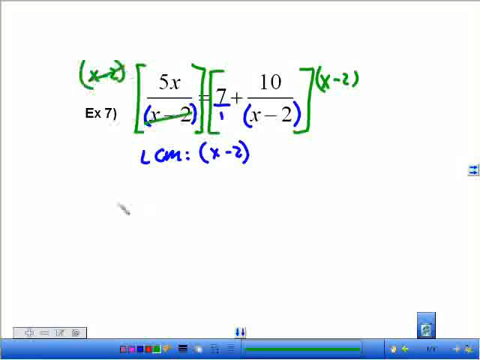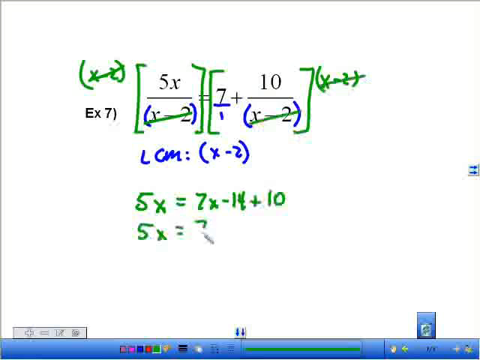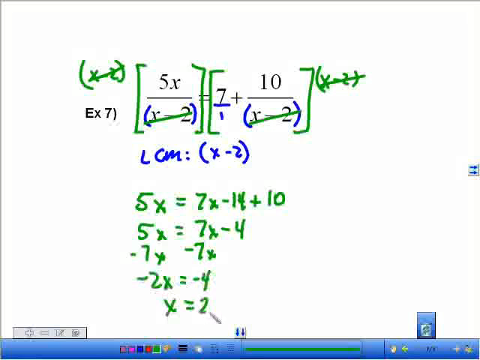x minus 2 is going to cancel here, so I have 5x equals 7x minus 14 because we multiplied the 7 times the x minus 2. And then we have plus, and it cancels out here, plus 10. So I have 5x equals 7x minus 4. Subtract 7x from both sides. That gives me negative 2x equals negative 4, so x equals a positive 2.